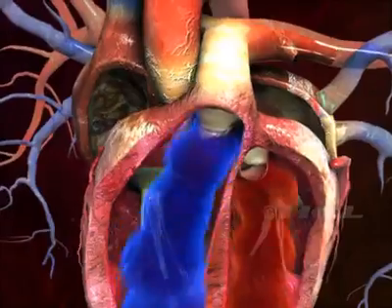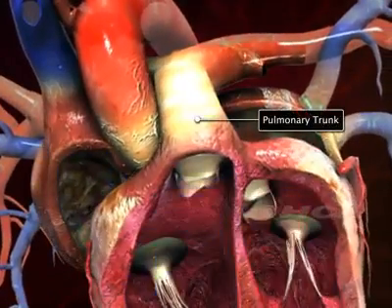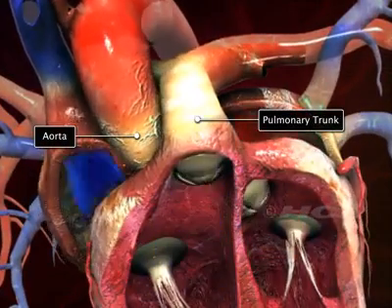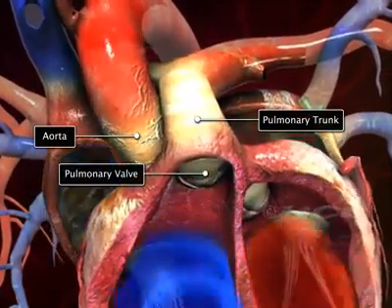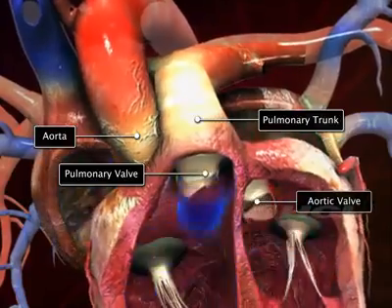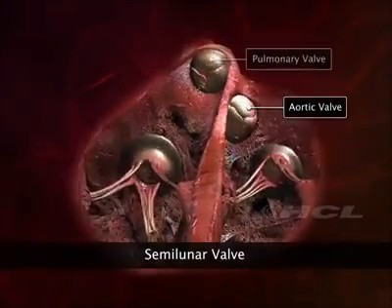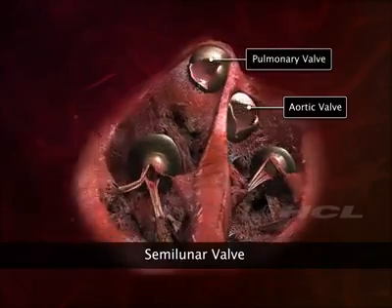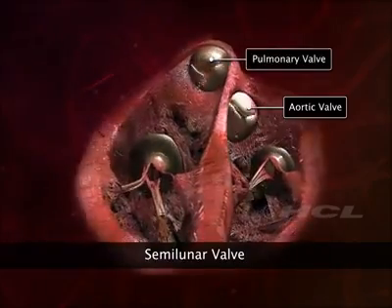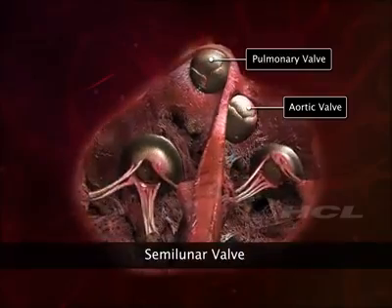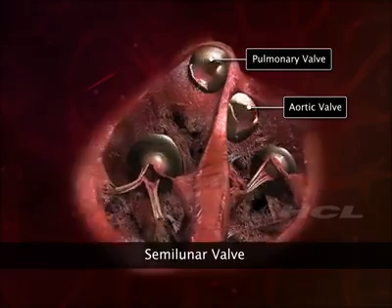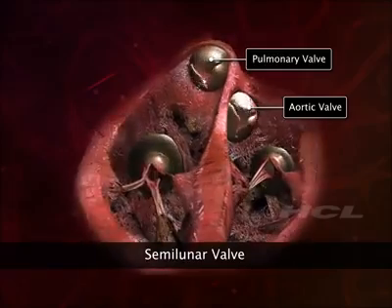There are also valves at the opening of the pulmonary trunk and the aorta. These are called the pulmonary valve and the aortic valve, respectively. Because of their crescent moon shape, these two valves are also called semilunar valves. The characteristic double-up sound of the heartbeat is produced during the closing of the heart valves.